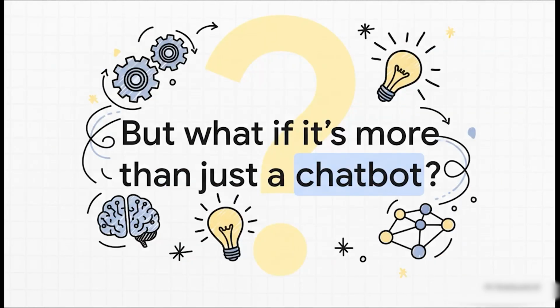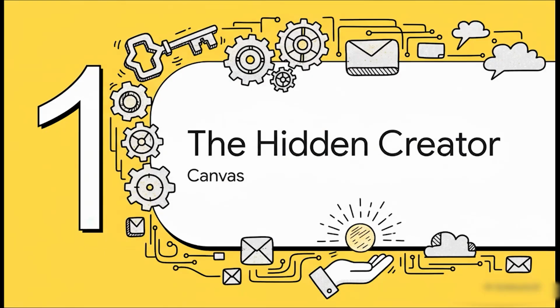So, what if there was a hidden mode? A way to flip a switch and turn it from a simple Q&A partner into a full-on creative system? Well, there is. And trust me, it's going to completely change how you think about using AI from now on. It's called Canvas. And look, it's not just another button or some minor feature. It's a totally different way of interacting with the AI.